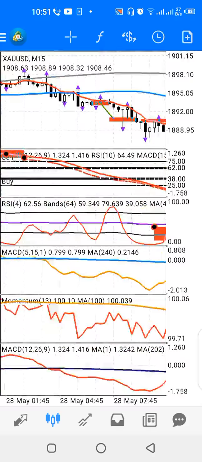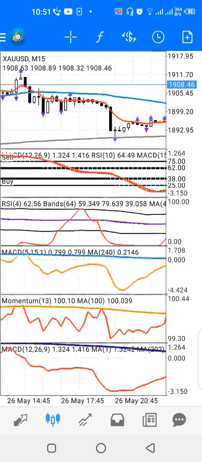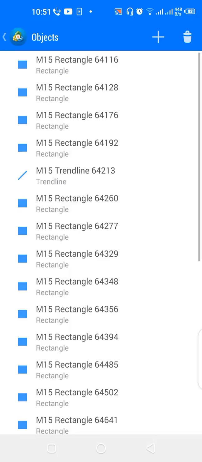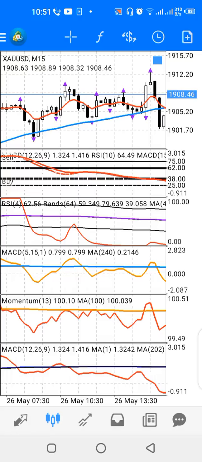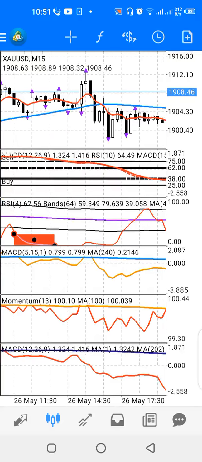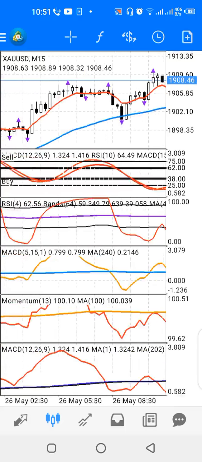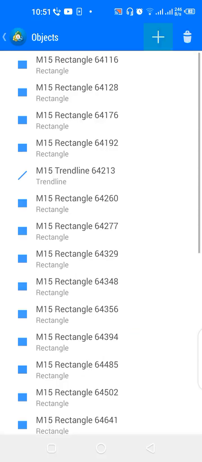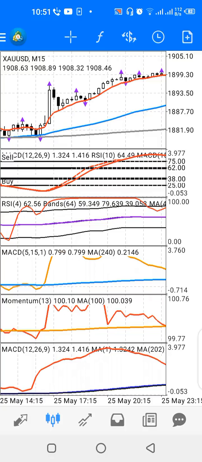Let's look for where we have a bearish trend. Something like here, but it's not much. Gold has been going up in recent time. This is a bearish trend, but not for long. It's a bullish trend. So that is that for indicator window 2.